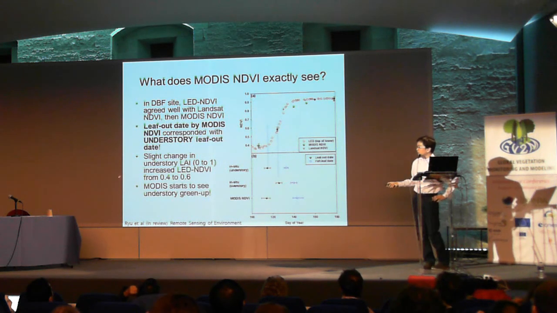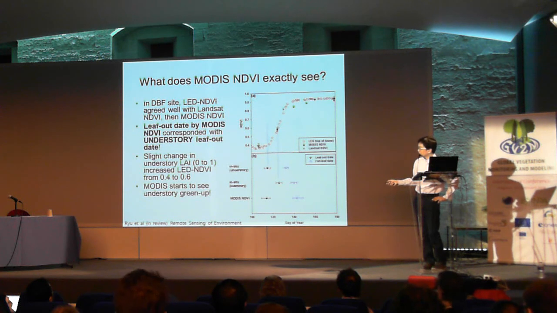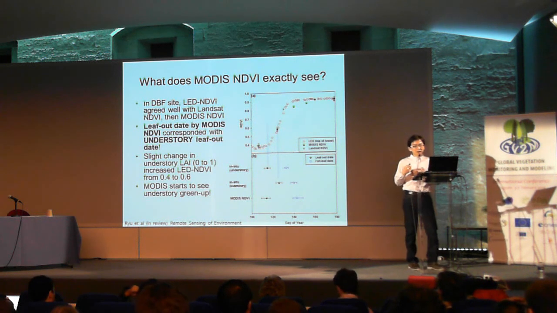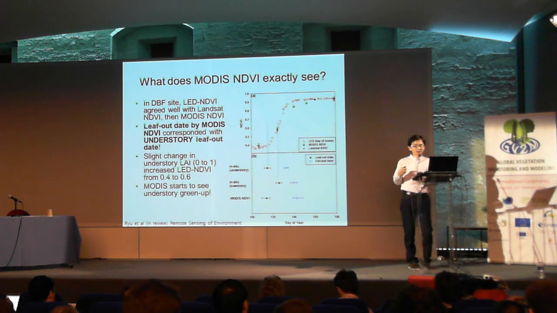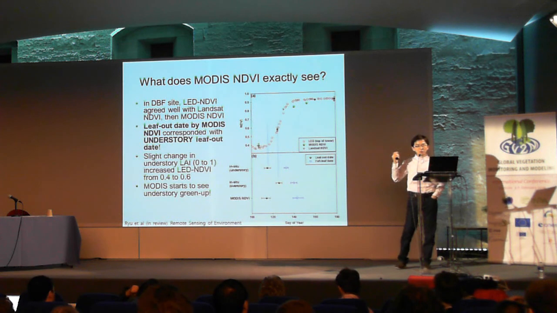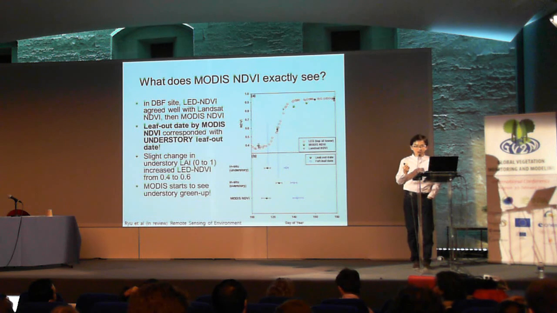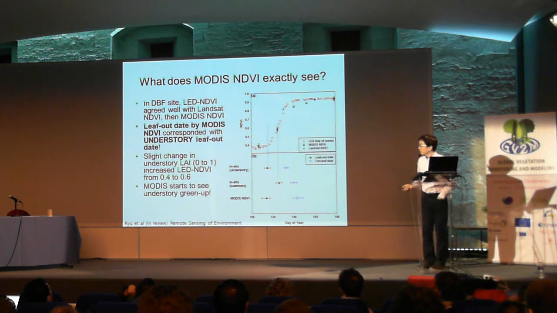And the slight change in understory canopy LAI increased LED NDVI from 0.4 to 0.6. So here, these are inside observations of understory leaf-out date and overstory leaf-out date. The difference was 11 days. The overstory canopy LAI slightly increased from 0.4 to 0.8 like that, but NDVI increased further. So MODIS can detect this slight increase of understory canopy LAI, which can have substantial impact on MODIS NDVI signal.